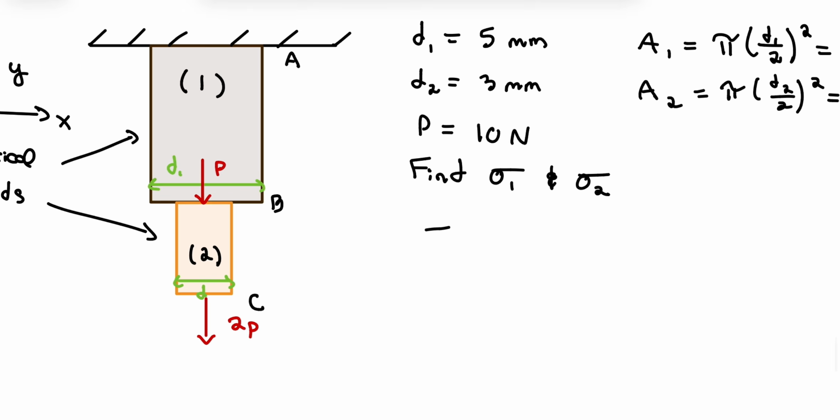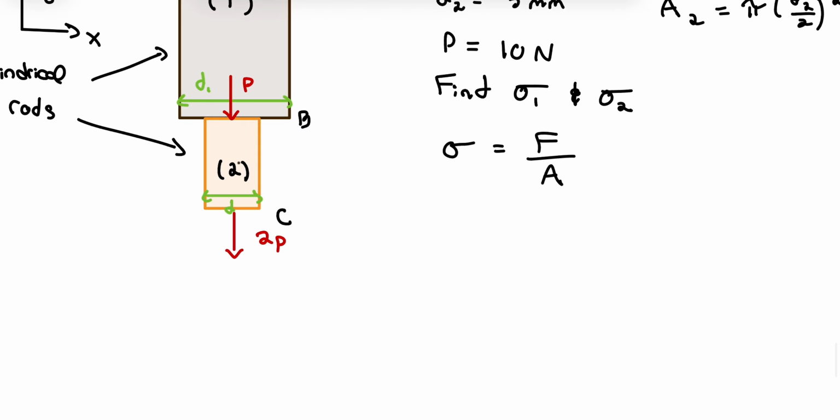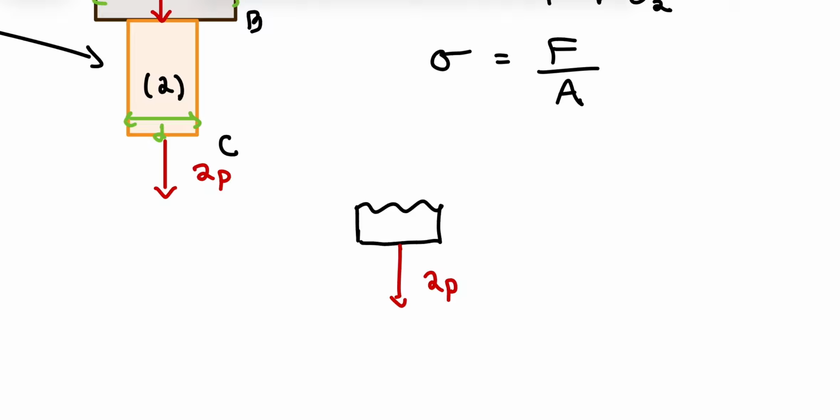We know that normal stress is equal to force per area. We know the area now for both rods, but we need to know the internal forces acting to calculate the stress. So let's start with rod 2. We'll draw a quick free body diagram and a cut as shown like this. We know we have a load of 2P acting like this at the bottom, and then we have our internal normal force. We'll call this N2.